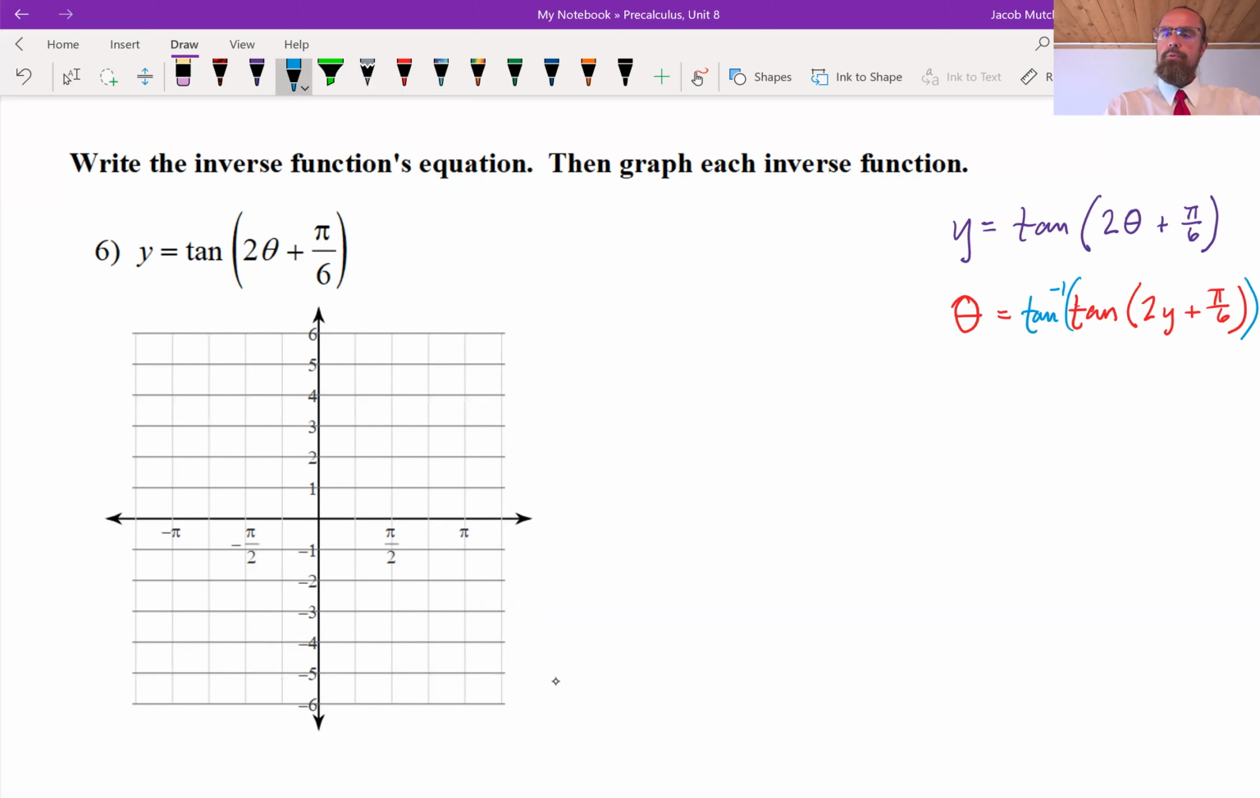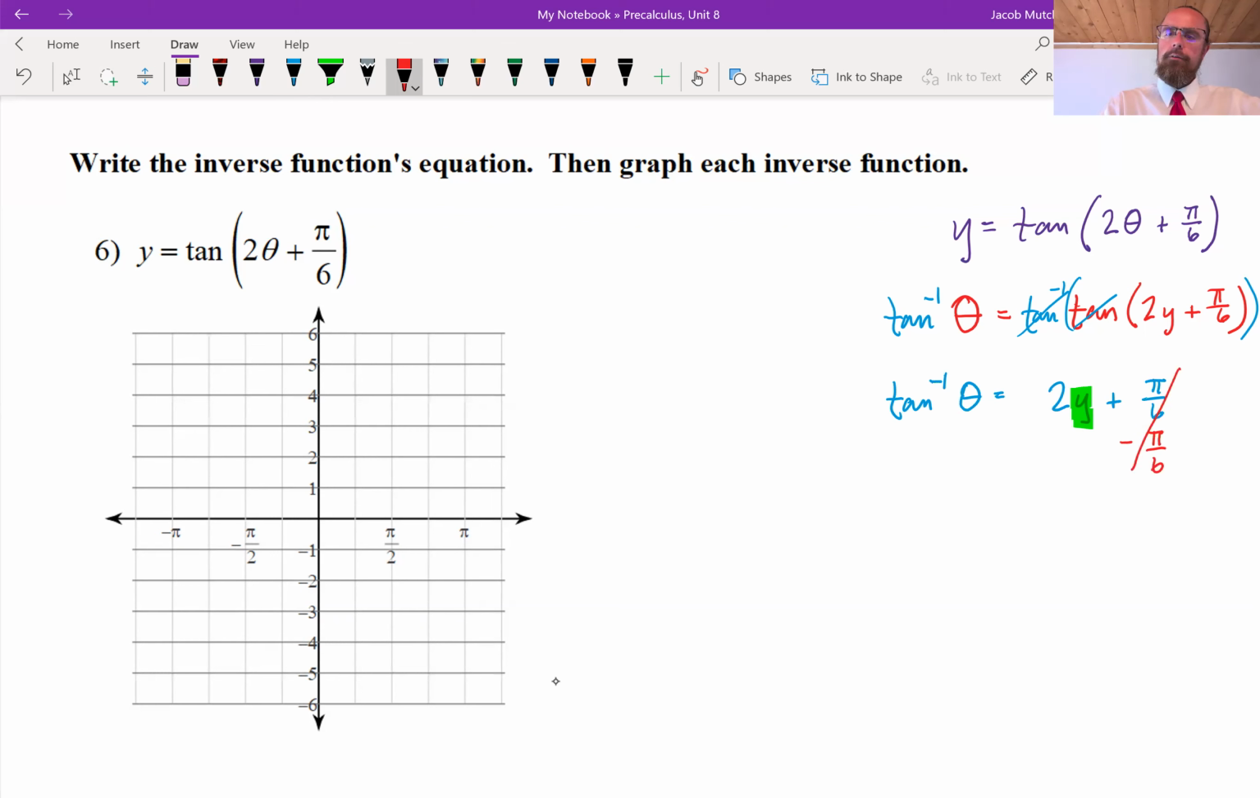So like we've seen on our previous 2 examples, that'll cancel the trig function. It'll show up on the other side. And then what we've got at that point is going to be inverse tangent of theta equals 2y plus pi over 6. So now my goal has changed a bit. I just want to solve for y. So I've got 2 and I've got pi over 6. The first of those that I want to move is the pi over 6. I'll cancel that by subtraction.